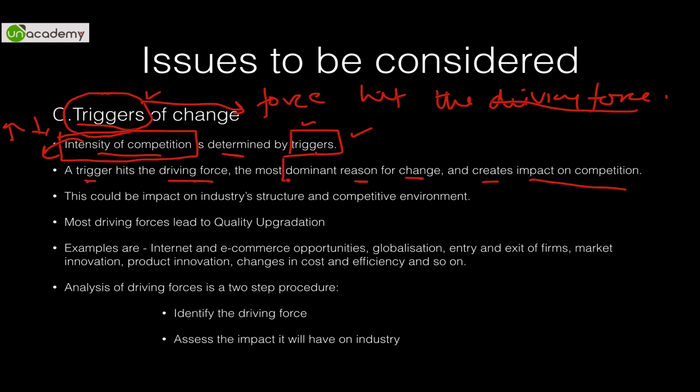So if the dominant feature is, let's say, what we had understood, market growth, if a trigger is hitting the market growth, it has to hit it in such a way that the intensity is huge. So this is the second trigger. This could be the impact on industry structure, competitive environment, etc. But we have to understand primarily the trigger of change. The most important driving forces lead to quality upgradation.